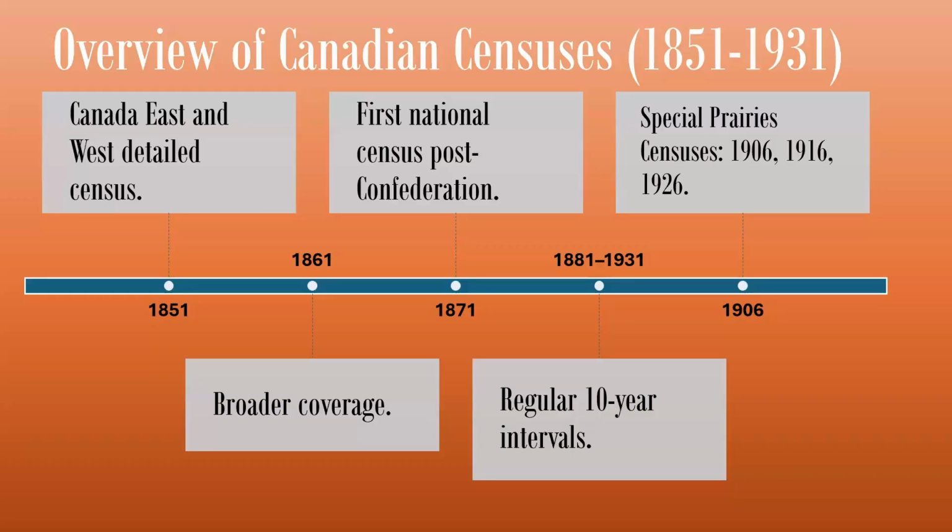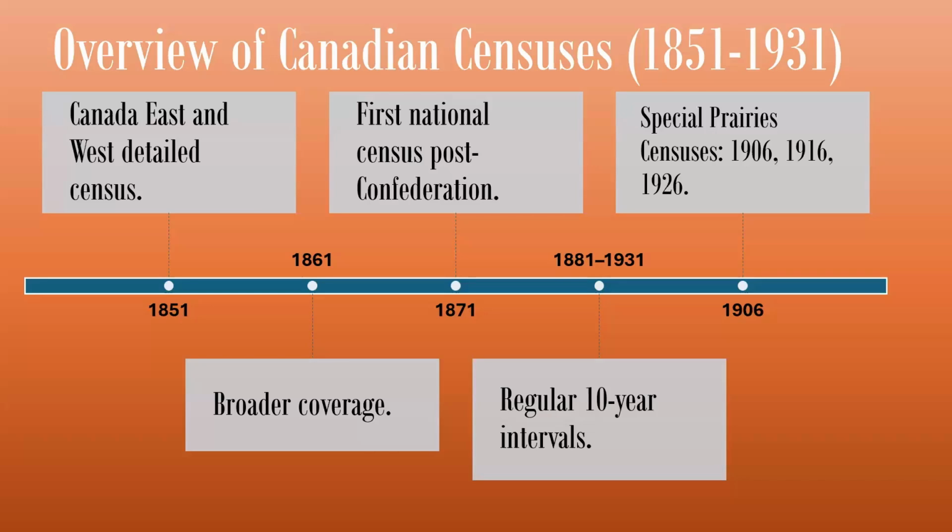Now here's an overview of the Canadian census. We have Canada East and West starting in 1851. That's the very first time that we have that detail. Because before that, we have census in Canada in 1825. Even in Quebec, as far back as 1666 was the very first one that was taken. And then we gradually go through a broader coverage.